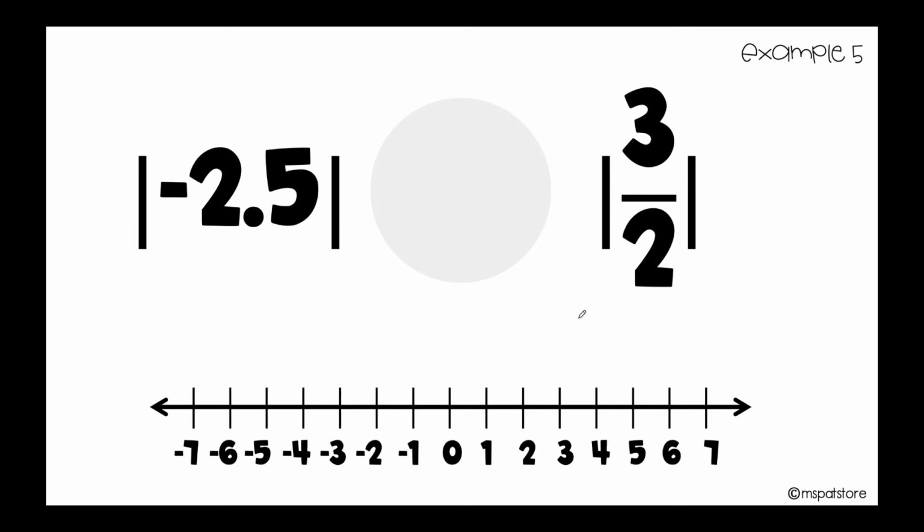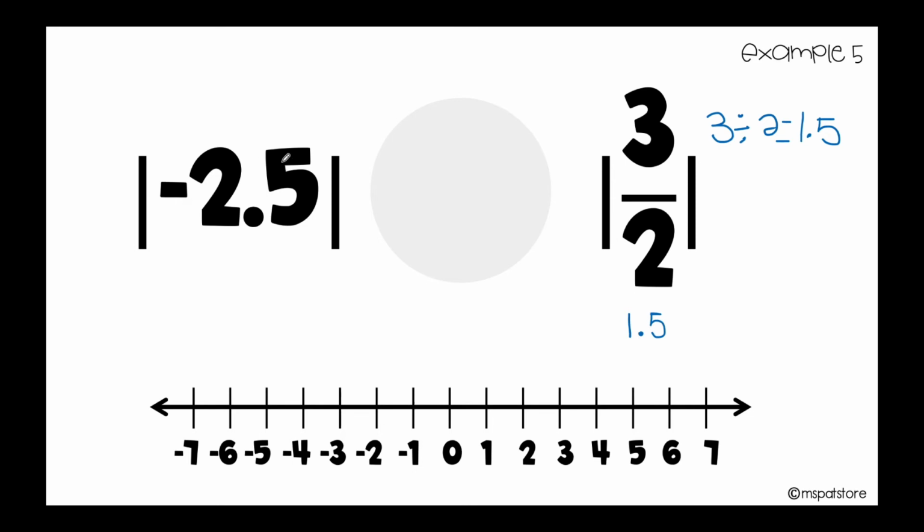What I suggest, if it's a little tricky for you to plot them on a number line or to see it right away, is that you change the fraction into a decimal by dividing numerator by denominator. So if I divide 3 divided by 2, I will get 1.5 as a decimal. So now, the absolute value of 3/2 is actually positive 3/2 or positive 1.5.